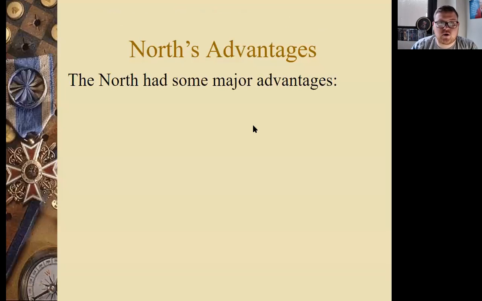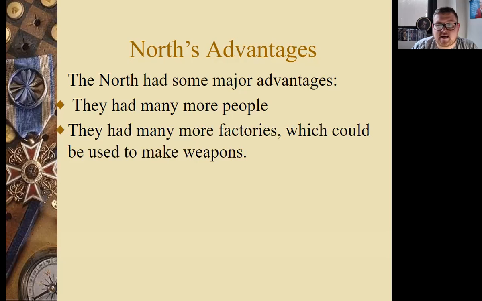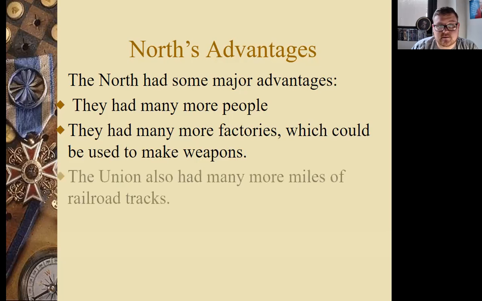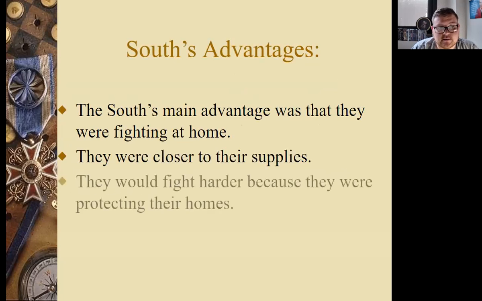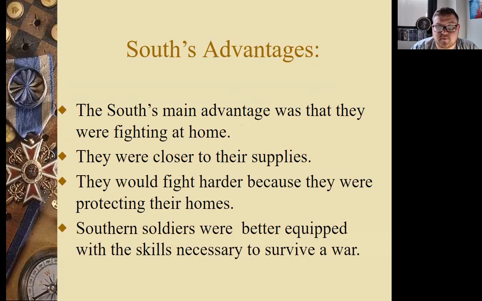So the North's advantages. The North had some major advantages. They had many more people. They had many more factories, which could be used to make weapons and ships. The Union also had many more miles of railroad tracks. The South's main advantage is that they were fighting at home. They were closer to their supplies, and they would fight harder because they were protecting their homes. Southern soldiers were also better equipped with the skills necessary to survive the war. They were better hunters, and they were better gatherers and survivalists.